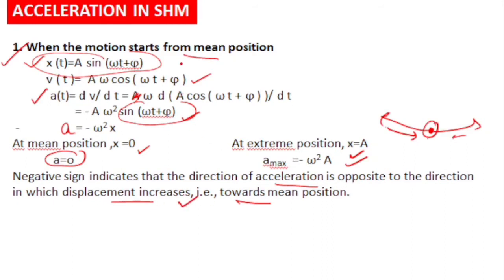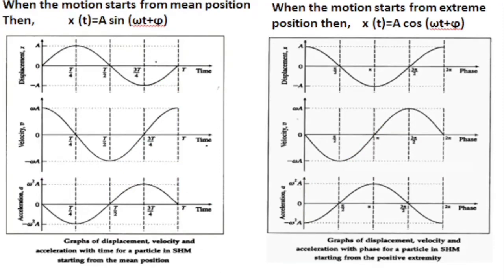And when the motion starts from extreme position, you have to use the same equation. Only in place of sine omega t, you have to use cos (omega t plus phi). Answer is same. In that case, acceleration is omega square x. So at mean position again, acceleration is 0, and at extreme position, acceleration is omega square a. So hope it's clear to all of you about velocity, acceleration, displacement in simple harmonic motion.